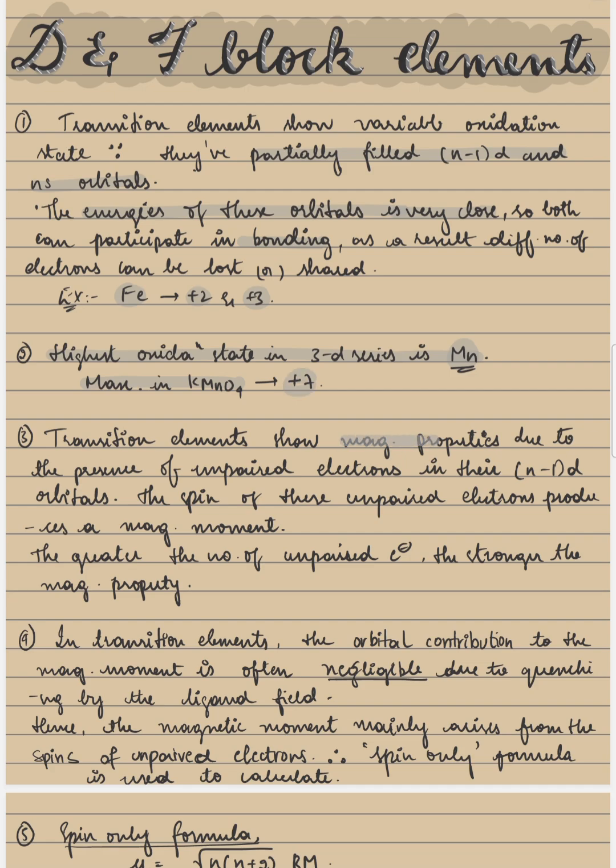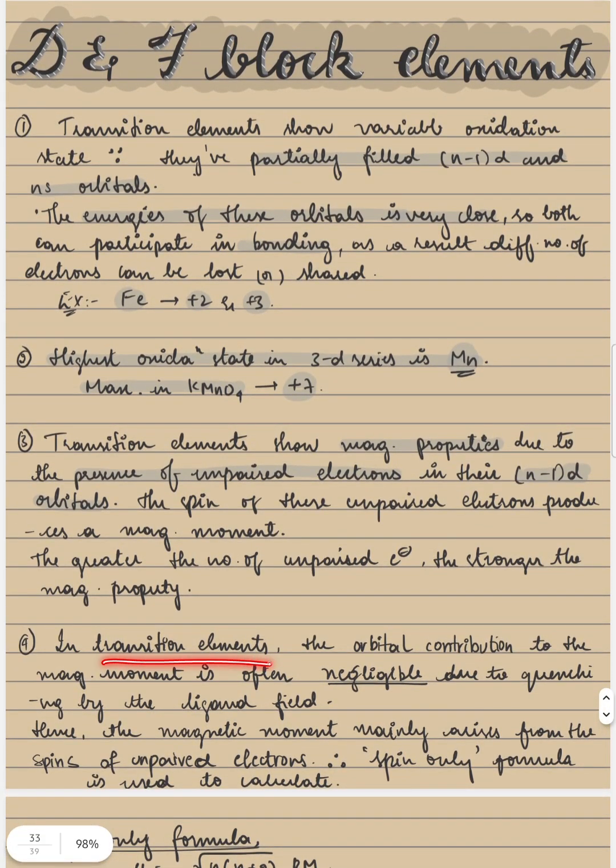Transition elements show magnetic properties due to presence of unpaired electrons in their n-1 d orbitals. The spin of these unpaired electrons produces a magnetic moment. The greater the number of unpaired electrons, the stronger the magnetic property. Transition elements show magnetic properties due to presence of unpaired electrons in their n-1 d orbitals and not ns. The spin of these unpaired electrons.